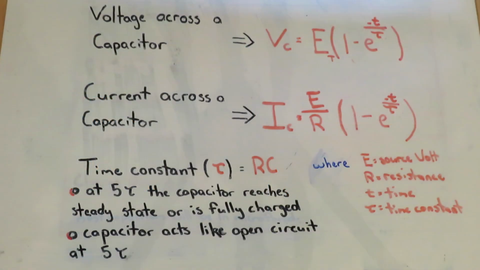The voltage and current flow across a capacitor can be determined as a function of time by the following formulas. Tau is a mathematical representation of time constants, where at 5 time constants the capacitor will reach steady state, which is when the capacitor is fully charged. At this point, the capacitor will act as an open circuit and all normal calculations in DC circuits can be conducted.